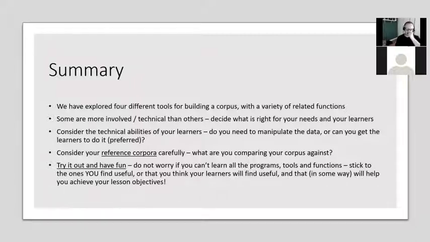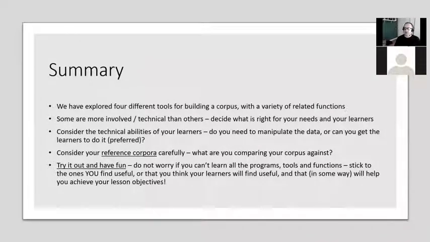Another bit of important advice, as I mentioned a couple of times during this session: consider the reference corpora. So not just the target corpus that you're interested in, but the one that you're going to compare it to. That's in terms of extracting keywords and things like that. In most cases, a small general corpus or a big general corpus like the British National Corpus or enTenTen or something like that, COCA, that'll be fine.